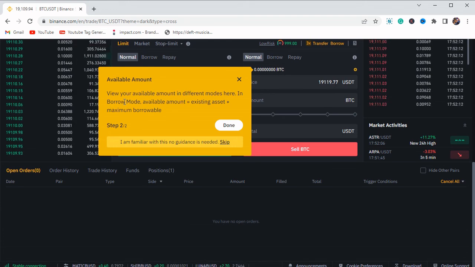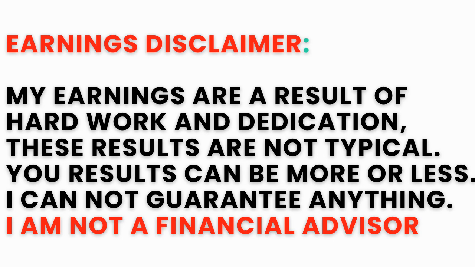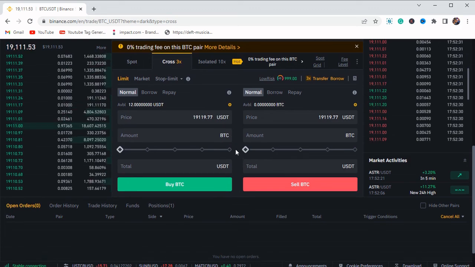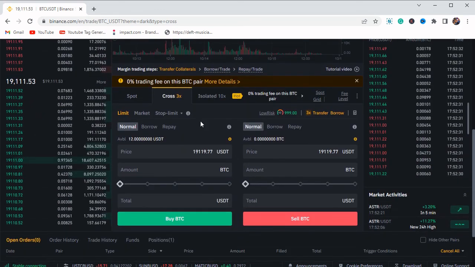Don't transfer all the $50 from your spot wallet to your margin account, because Binance is telling you that if you do this and the position is liquidated, you might lose your funds. Okay, so let's just click on done here. Then right now we will see our balance.